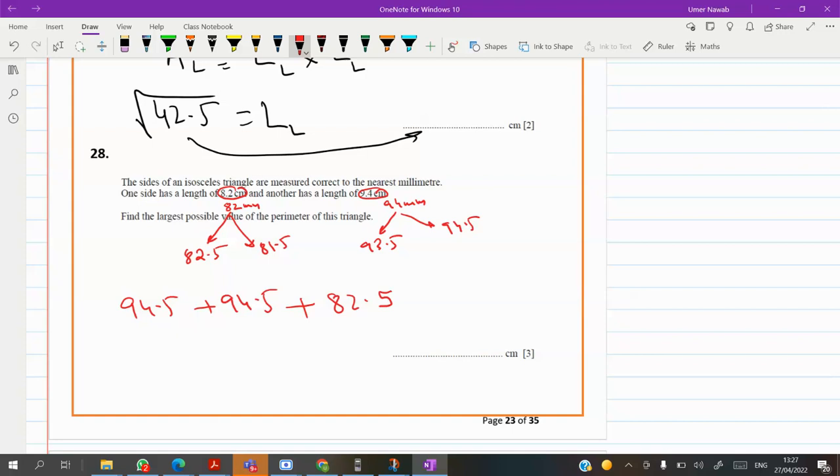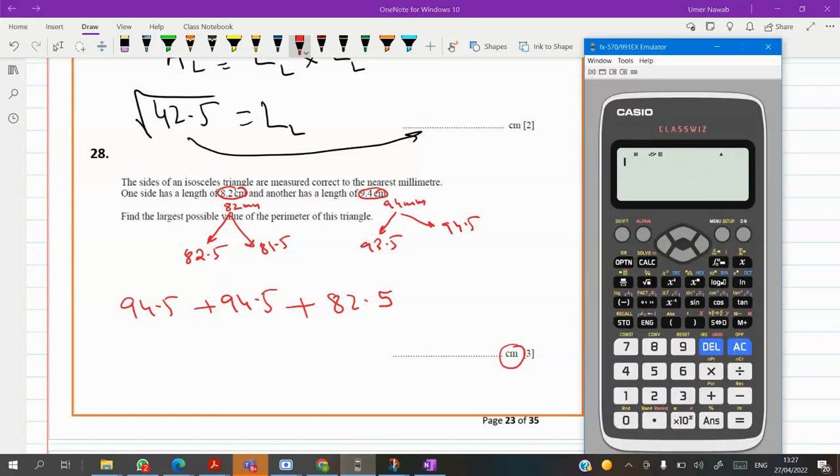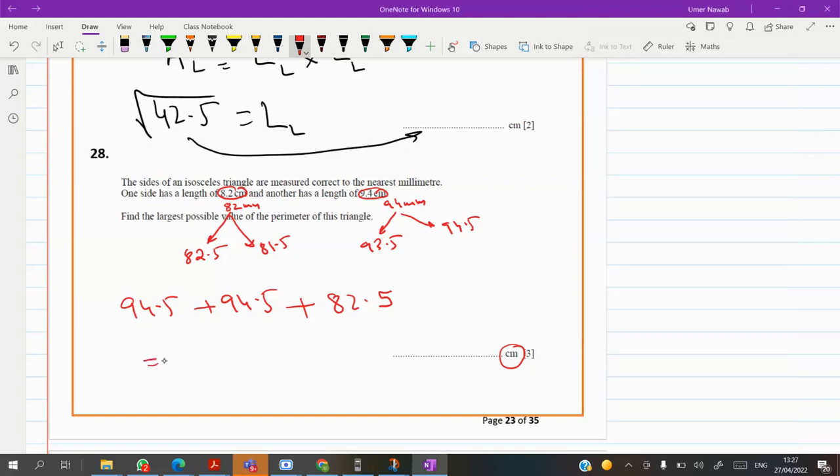But once you get your final answer, keep notice of this, that we want to get the answer in centimeters. So I'm going to write here 94.5 plus 94.5 plus 82.5. Once you get your answer, it comes to 271.5. But this is in millimeters. If you want to get it in centimeters, it should be 27.15 centimeters.